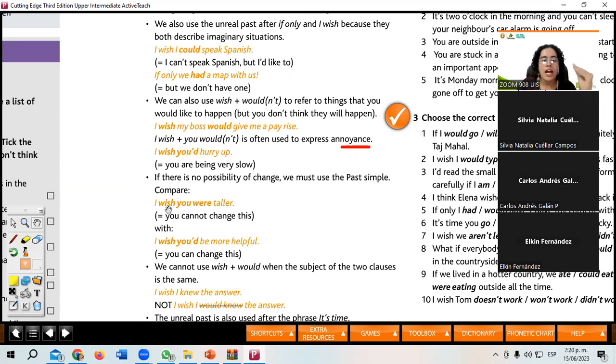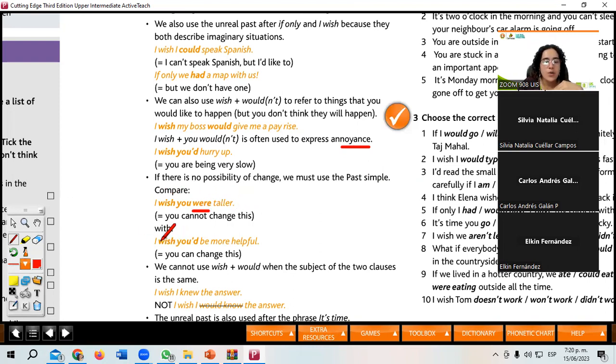Por ejemplo, I wish you were taller. Si le digo a alguien, ojalá fueras más alto, ¿ok? ¿Él puede cambiarlo o no? No, you cannot change this. So here we use were, the past simple. Usamos el pasado simple. I wish you were taller, okay?